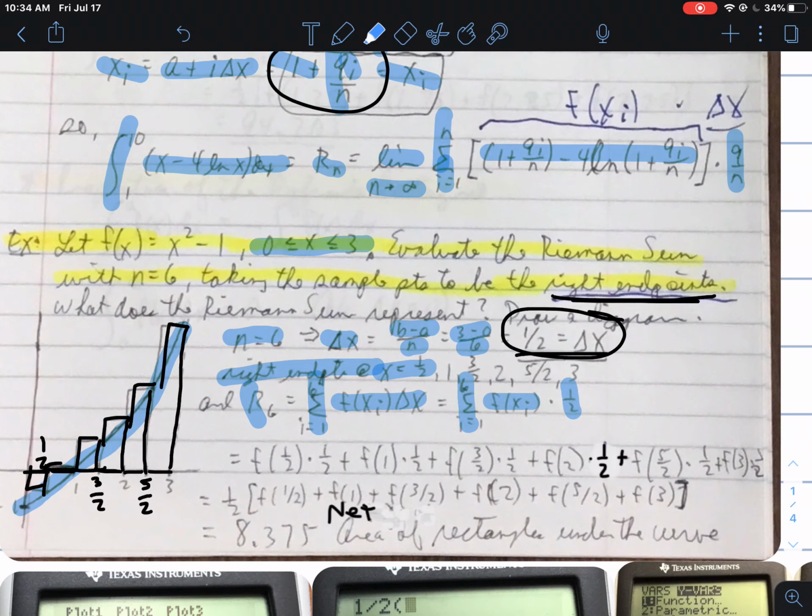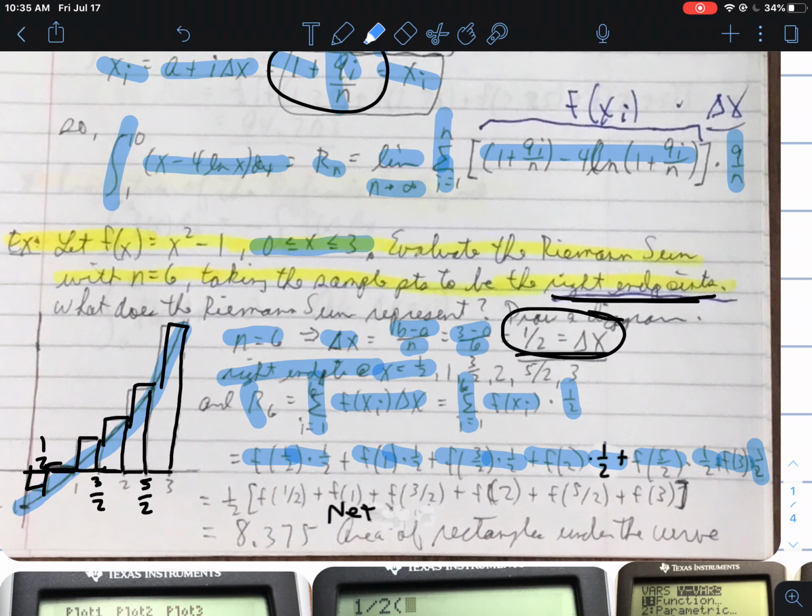So that sum notation means I would plug in, first of all, i equals 1, so x sub 1, which is the right endpoint of our first subinterval, which is 1/2, so f of 1/2 times delta x, plus f of x sub 2, the second sample point, which is 1, times delta x, plus f of x sub 3, right endpoint of our third subinterval, times delta x, etc. Fourth subinterval times delta x, fifth subinterval times delta x, and finally we get to the last right endpoint of our last subinterval, which is b, the right endpoint of our interval, times delta x.